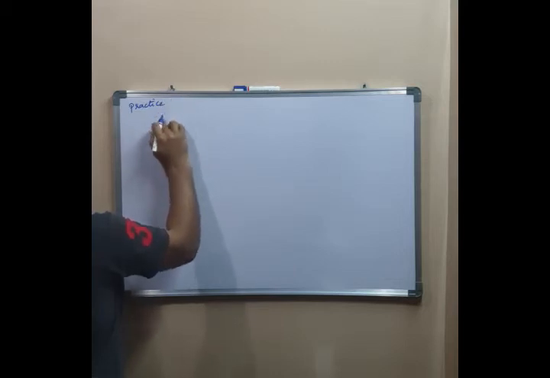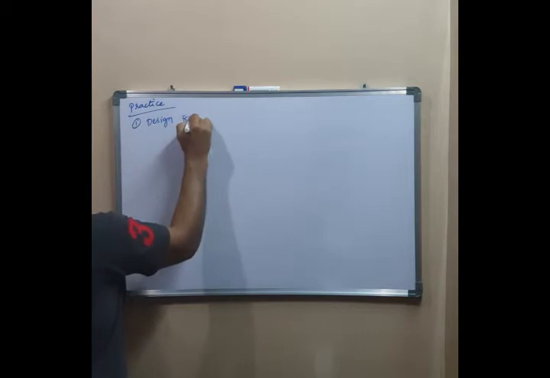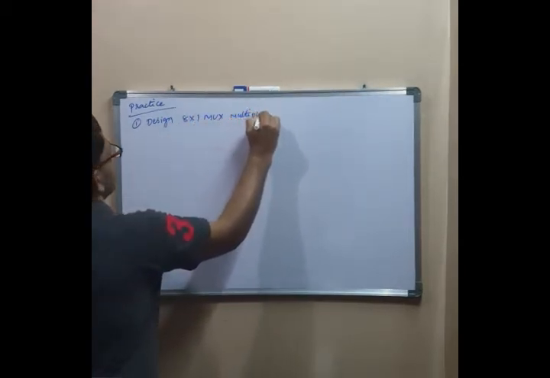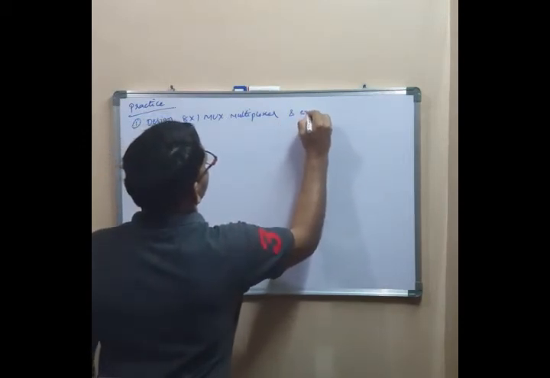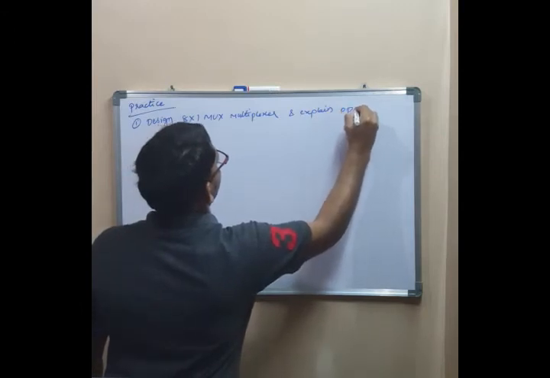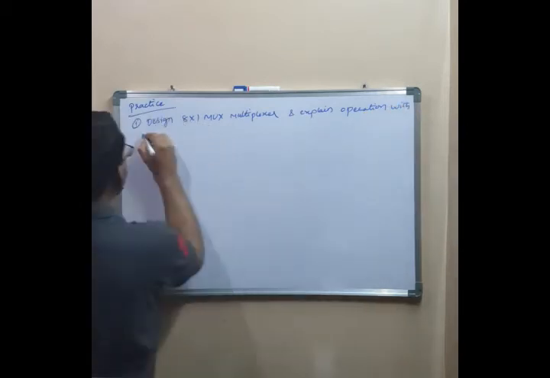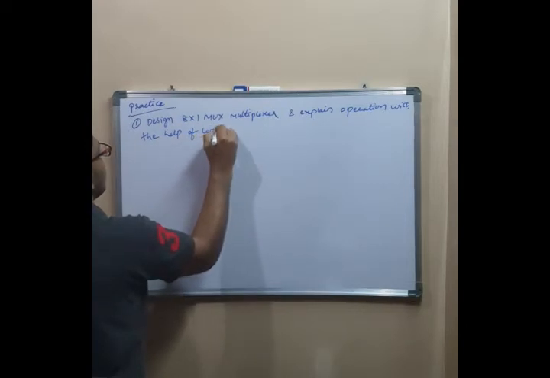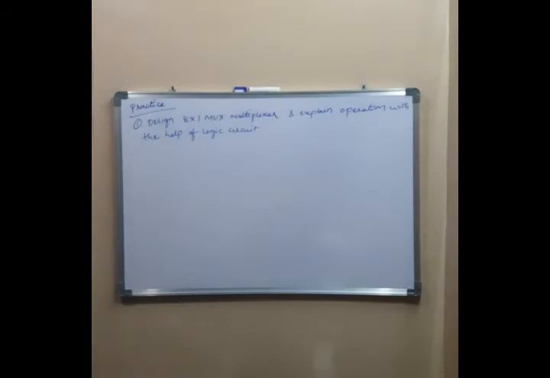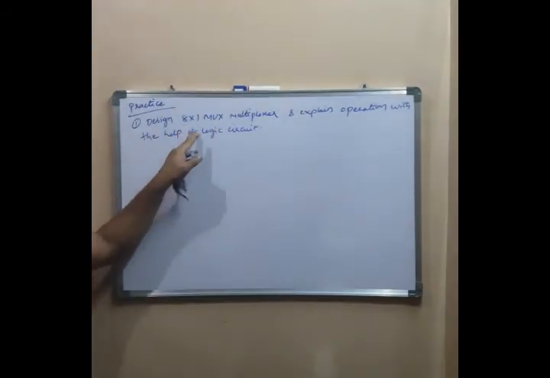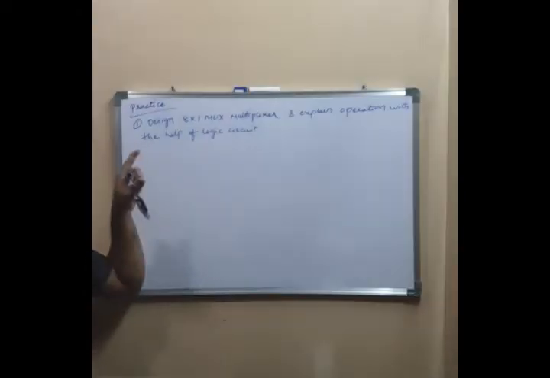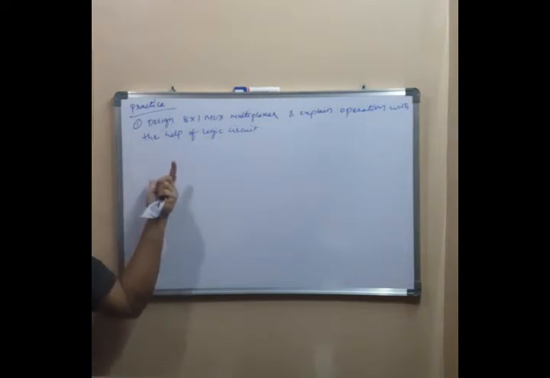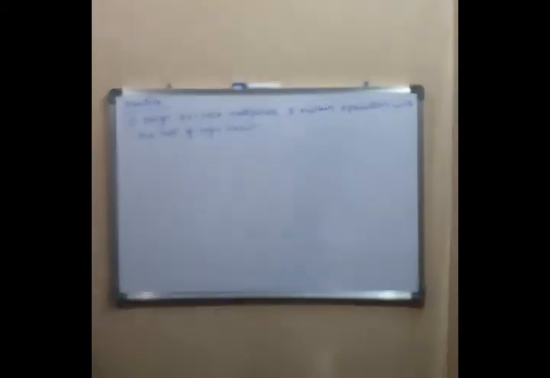Practice: design an 8 into 1 multiplexer and explain its operation with the help of a logic circuit. So in case of an 8 into 1 mux, we have 8 data inputs, 3 select inputs. Based on the combination of 3 select inputs, only one of the data inputs is routed to the output. You write the definition, next block diagram, next truth table, next you write the logic expression. Based on the logic expression, draw the logic circuit.